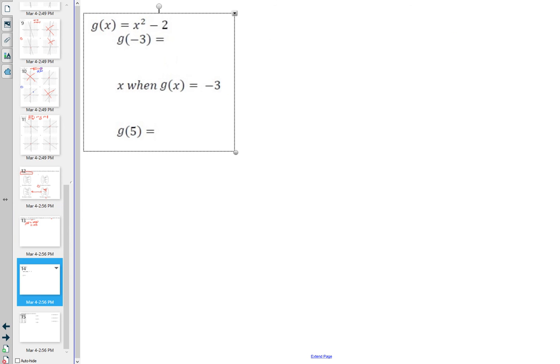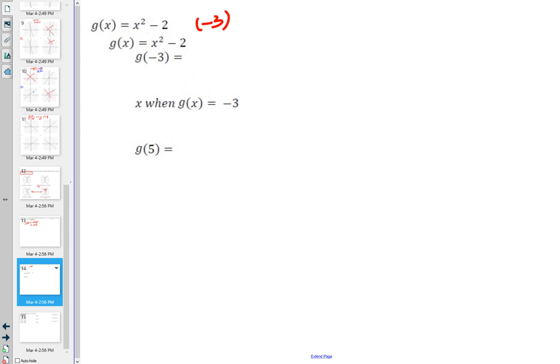Okay, more function evaluation. These are the ones that had more than one line. What is g at -3? Here, g at -3 just means you put in the -3 for x. So -3 squared minus 2 is 9 minus 2, which is 7.